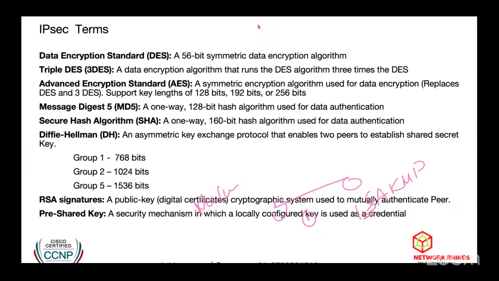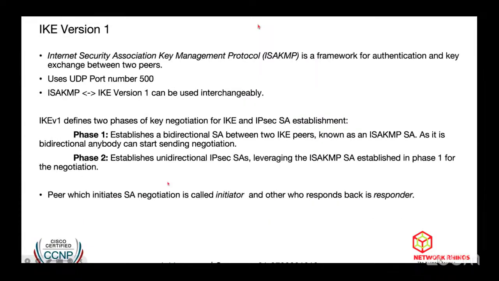Let's see what things we are exchanging. Data encryption: DES, 3DES, AES. Hashing: MD5, SHA. Diffie-Hellman group, that's used for asymmetric key exchange. We have RSA signatures, that's for digital certificates, or else I can also use a pre-shared key, which I spoke about last time in the class.